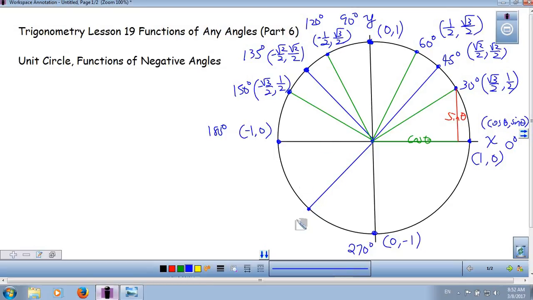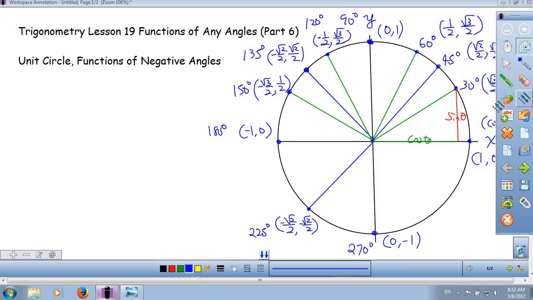The angle between 180 and 270 would be 225 degrees, and the ordered pair would be a reflection of 45 degrees across the y-axis and the x-axis. That means both of the values will change, because in the third quadrant both sine and cosine are negative. So the cosine value and sine value for 225 are both negative. Don't forget, the first coordinate, the x coordinate, is the cosine value, and the second coordinate, the y coordinate, is the sine value. So it's negative square root 2 over 2, both of them.